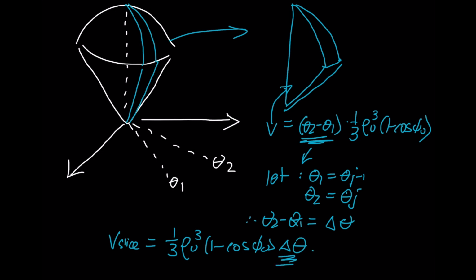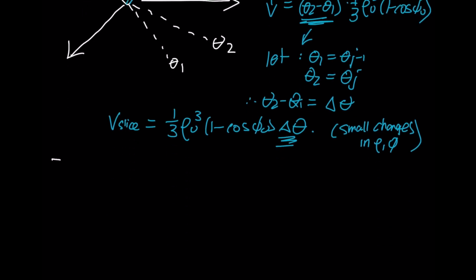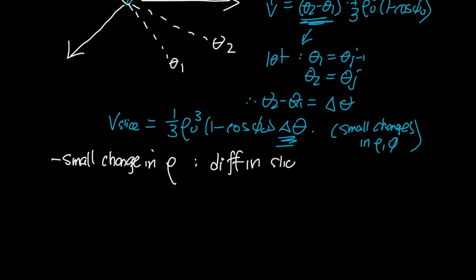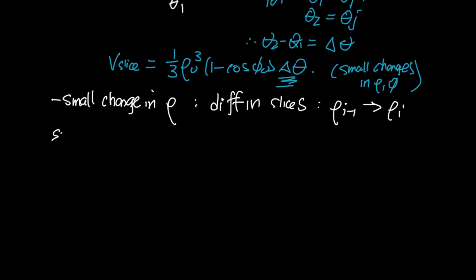Because this delta theta pops in, this is the motivation to go on to the next argument. What we're going to try to do is consider other small changes in rho and in phi. So the next place to go is to talk about a small change in this radial value. We're going to take the difference in slices when we go from rho of i minus 1 up to some rho of i, two generic radial locations.